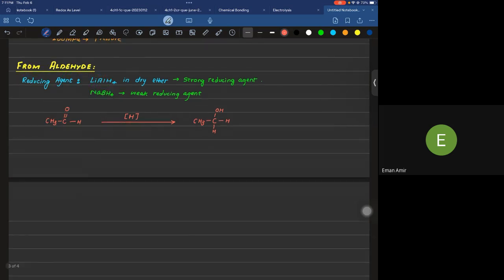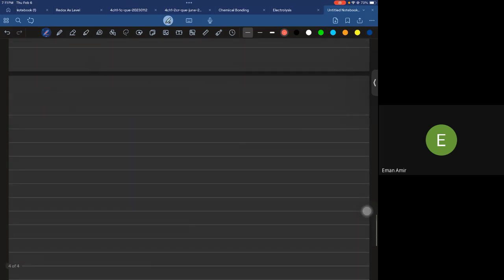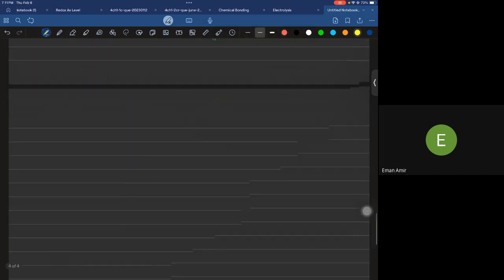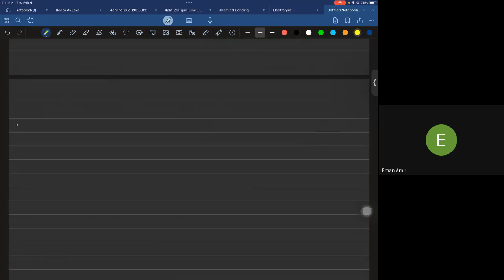If you need to prepare any primary alcohol, you can reduce aldehyde. But remember, from aldehyde, only the primary alcohol would be produced. And if you need to prepare any secondary alcohol, I can also reduce ketone.